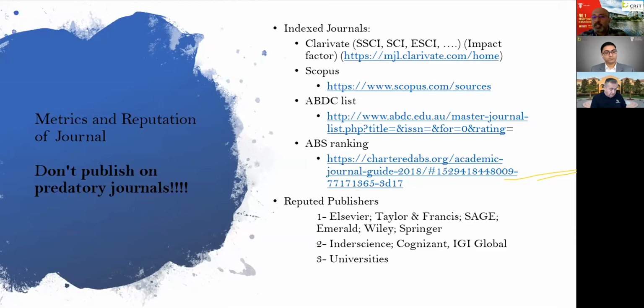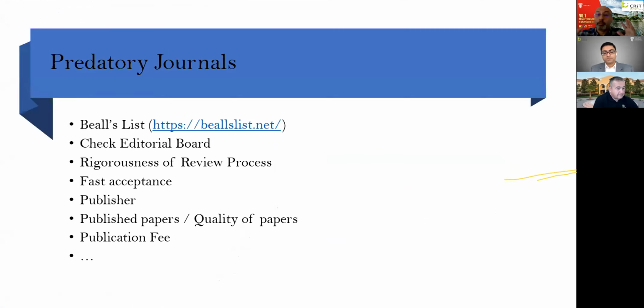Generally, though not always, big and reputed publishers don't publish and don't support predatory journals. So this can be a criterion to consider, and also universities. For journals supported by a university, most of the time we can trust that the journal should not be predatory. But even if we use those criteria, we still want to know about predatory journals.